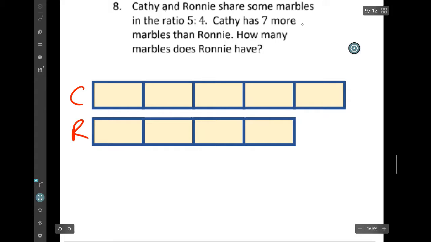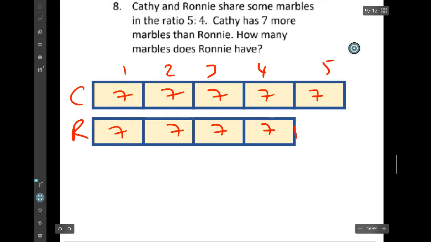Now we know that Kathy has 7 more, so this bar here represents 7 marbles. So that must mean that there's 7 in each of these parts. And in total, we can see we've got 1, 2, 3, 4, 5, 6, 7, 8, 9. So 7 times 9 will tell us how many marbles there are in total.